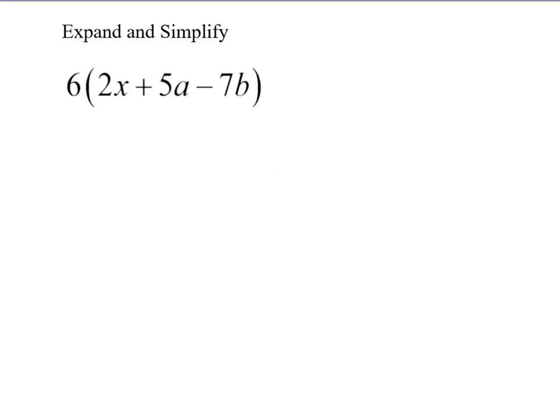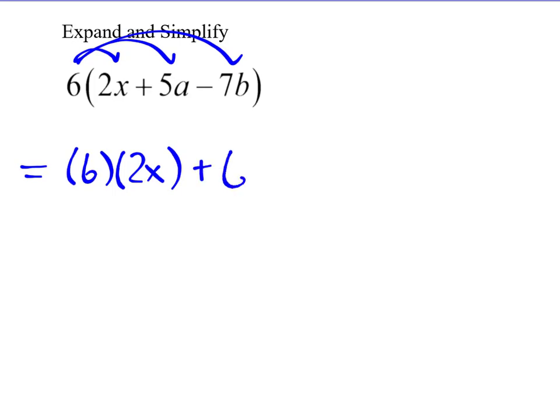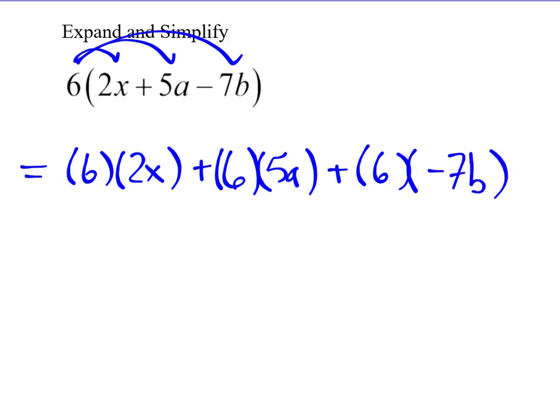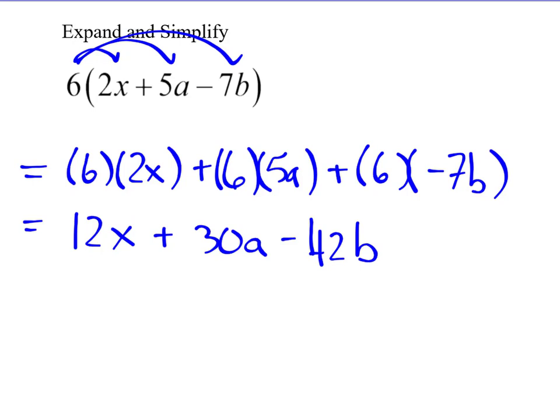Okay, what about 3 terms? Again, if you want to pause it, go right ahead. Well, 3 terms, nothing changes. We just distribute to more terms. So this first term would be 6 times 2x, 6 times 5a, and 6 times negative 7b. Okay, so I would end up with 12x plus 30a minus 42b. And none of those are like terms, so you can't do anything. That's the end of the problem.